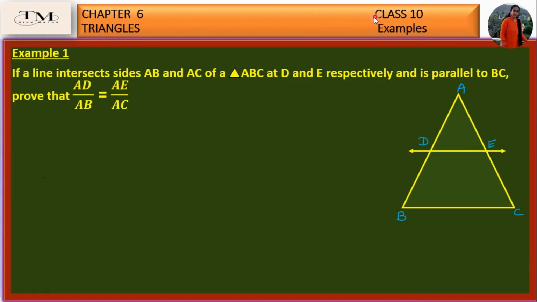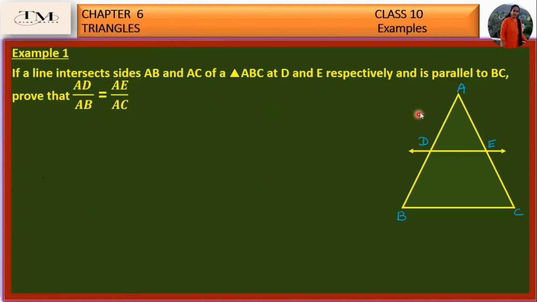We are in class 10 Maths, chapter 6, triangles. In this session, we are going to discuss example problems 1, 2 and 3. Example 1. If a line intersects sides AB and AC of a triangle ABC at D and E respectively and is parallel to BC, prove that AD by AB equal to AE by AC.